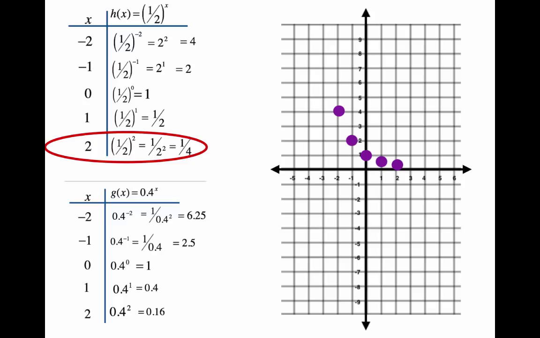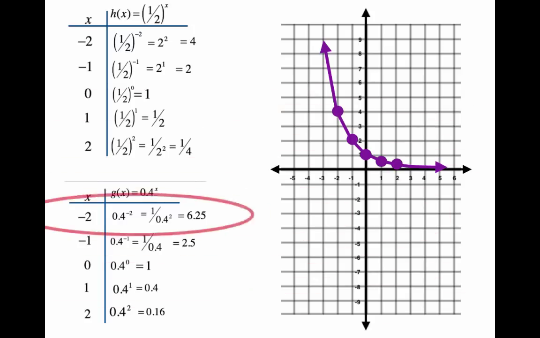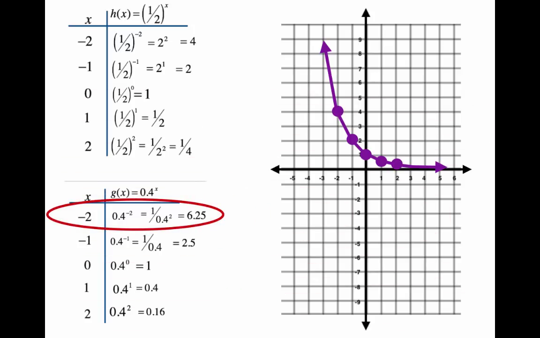And you can see that exponential curve again. There it is. We're going to connect it nice and smooth, looks like that. There's h of x. Now let's do g of x. g of x starts at -2 and 6.25.